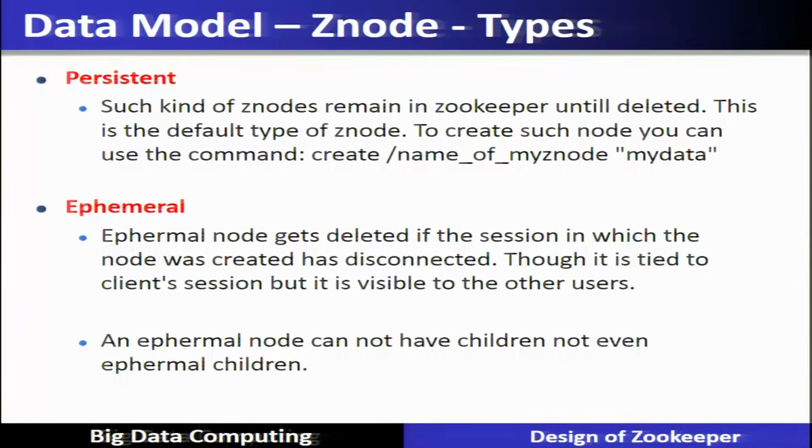Ephemeral type of Znode: ephemeral nodes get deleted if the session in which the node was created has disconnected. Though it is tied to the client session, it is visible to the other users. An ephemeral node cannot have children, not even ephemeral children. So, there are two different types of Znodes, persistent and ephemeral, which we have just discussed. Ephemeral is related to the session, whereas persistent will remain in Zookeeper until it is deleted.